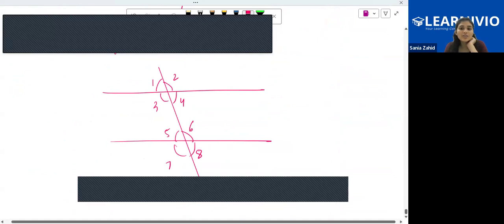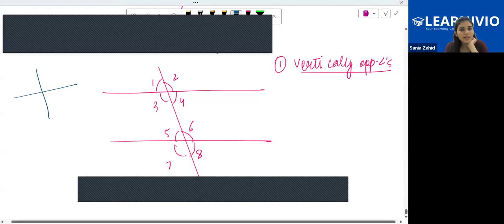Now we have various different kinds of angles. So the first type of angles is vertically opposite angles. Now what are vertically opposite angles? Vertically opposite angles are basically the angles like you have this line and you have a transversal cutting. So the angles being oppositely formed, which are opposite to each other. So here which angles are opposite? Angle 1 is opposite to which angle? 4. Okay. Angle 2 is opposite to which angle? 3. Now Manha, tell me angle 5 is opposite to which angle? 8.